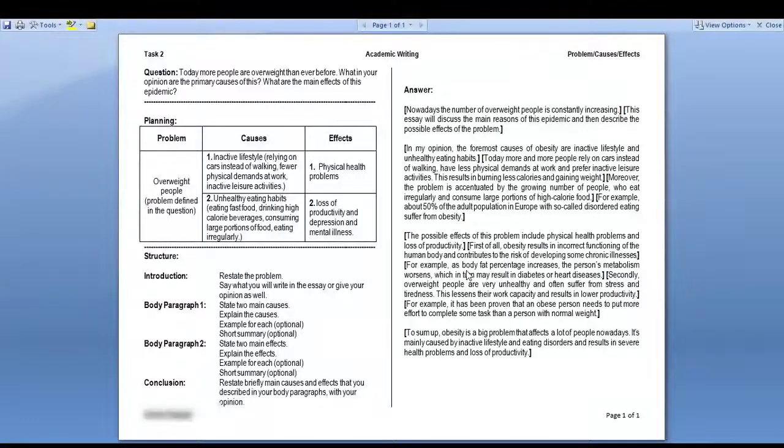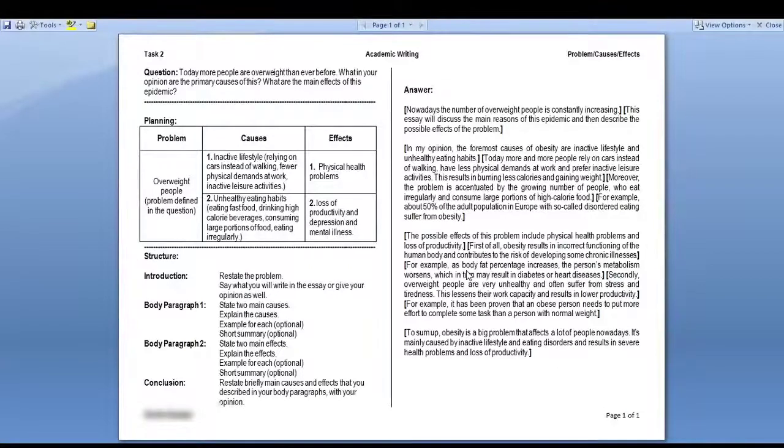If my body paragraph 1 is talking about the causes, my body paragraph 2 will be talking about the main effects. So again, the sequence remains the same. Let's look at the structure. Body paragraph 2: state two main effects, explain the effects, and an example and short summary for each is optional. Again, it will be optional. Okay, let's read the answers.